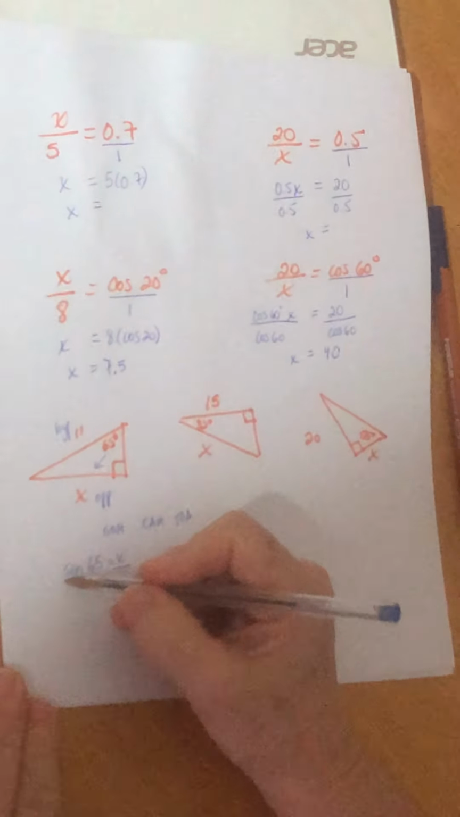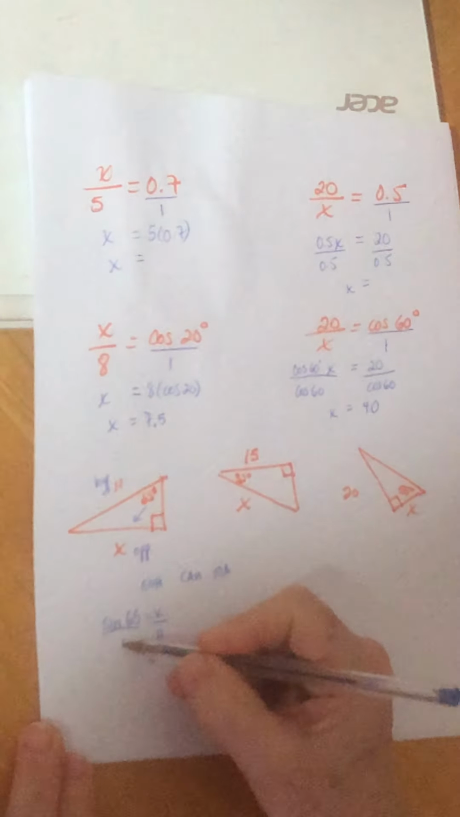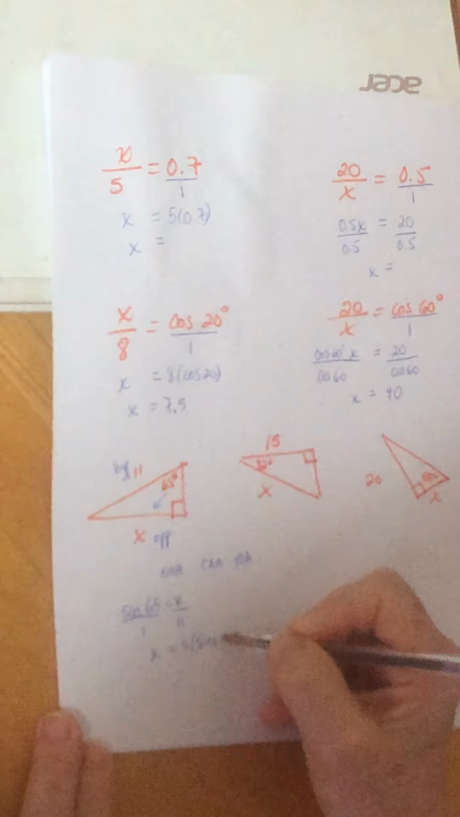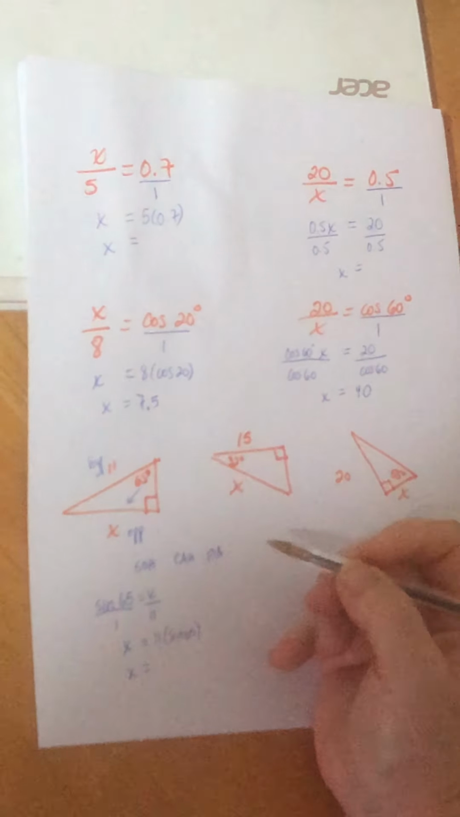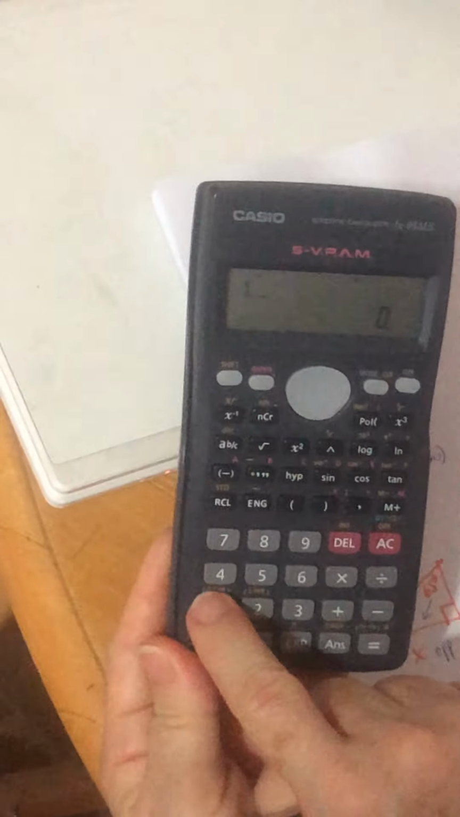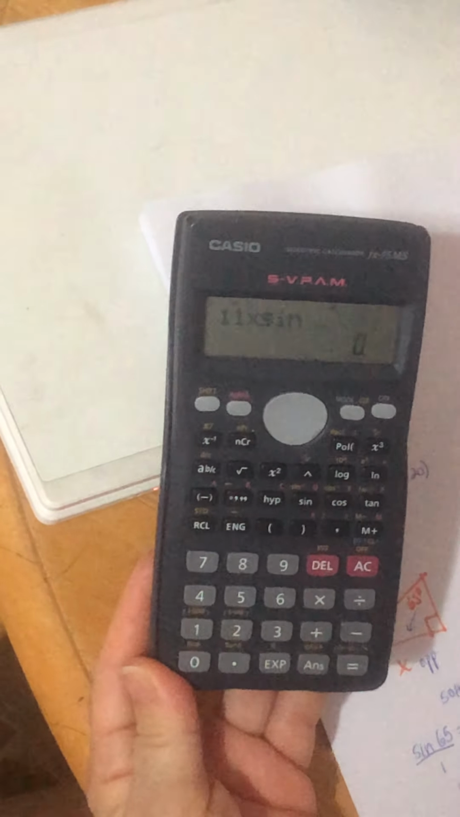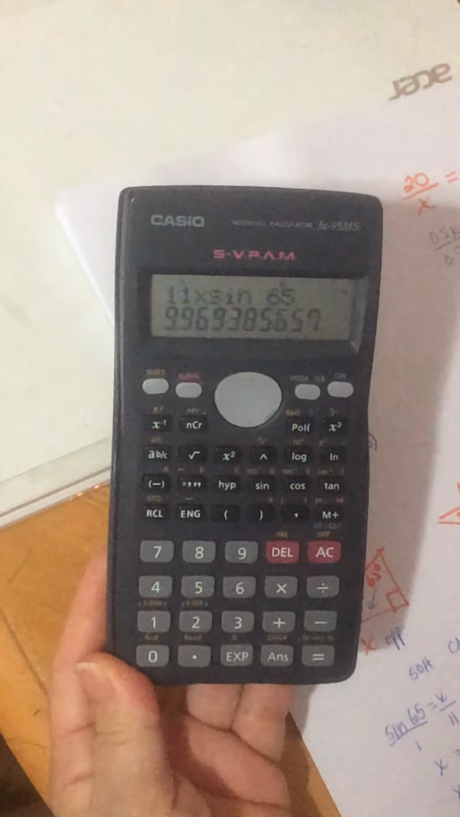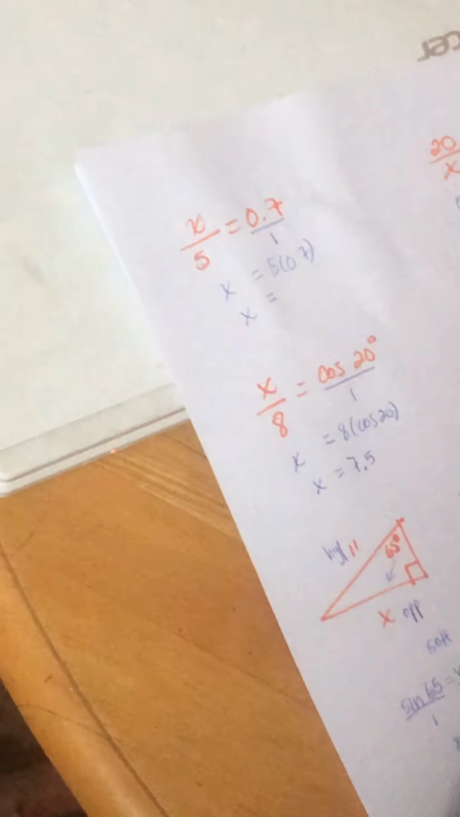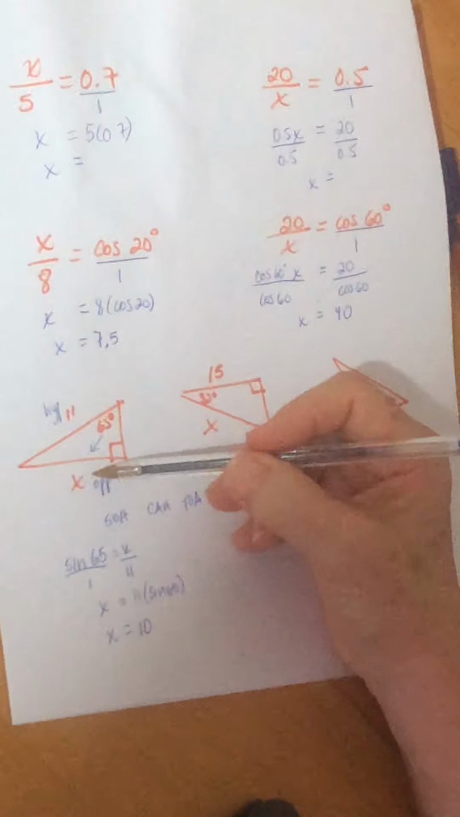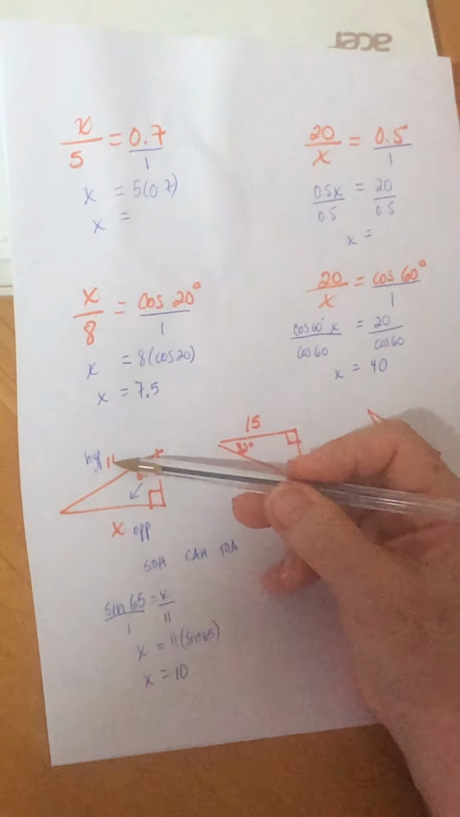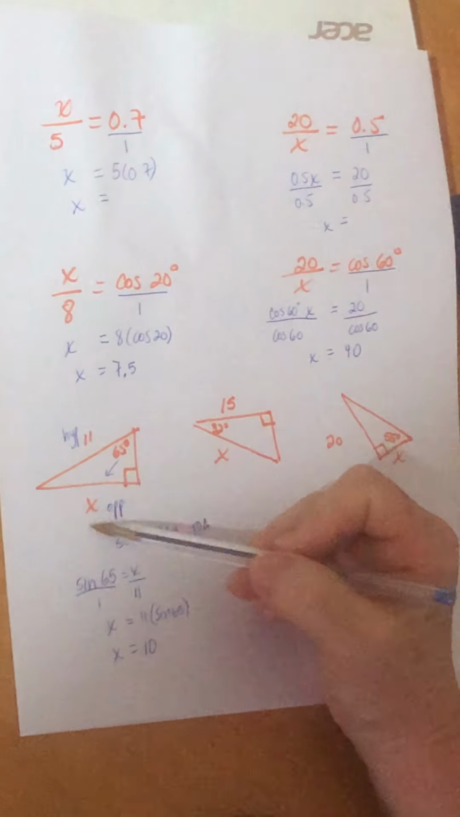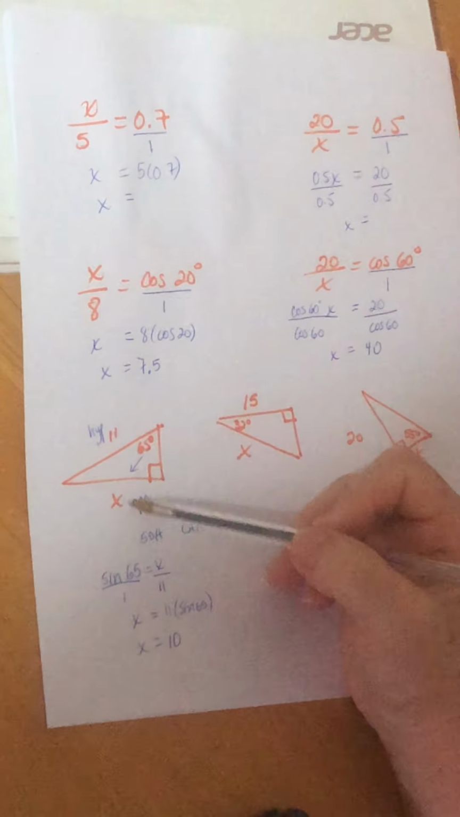So to solve this, I like to write over 1. 1 times x is x. 11 times the sine of 65. And we go to our calculator. 11 times the sine of 65 equals, well, I'm going to round that to 10. So this side would be 10. And indeed, it is smaller than the hypotenuse. Remember, in a right triangle, the hypotenuse is always the largest. So if you get a number larger than 11, something's wrong.